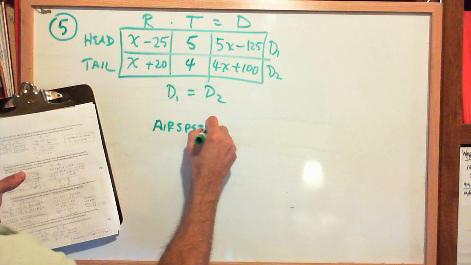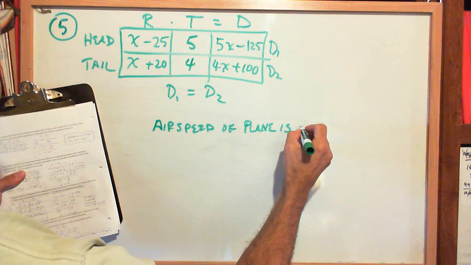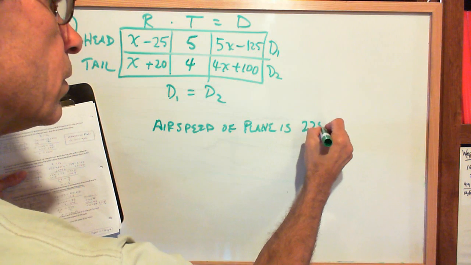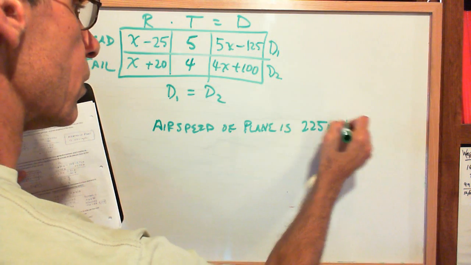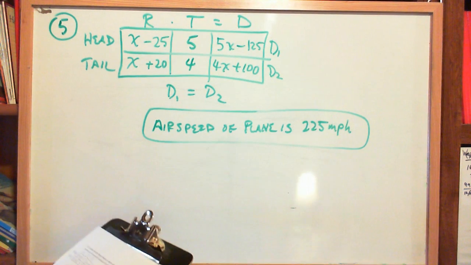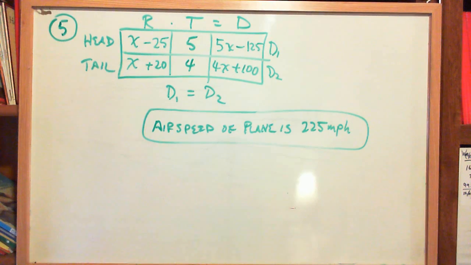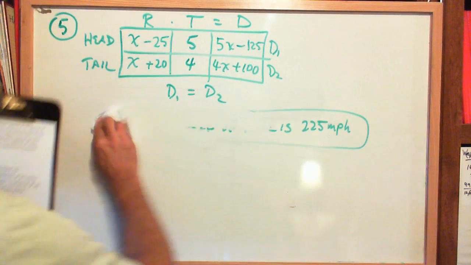Airspeed of plane is 225 miles per hour. Put it in a box and I'm done. Okay, so that's number 5. Now we're going to move on to number 6. Just erase this.